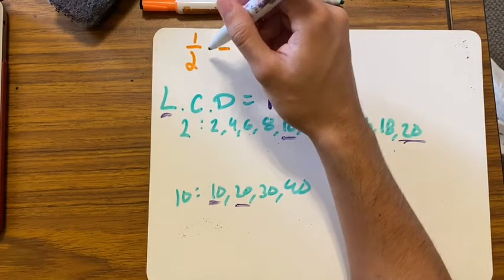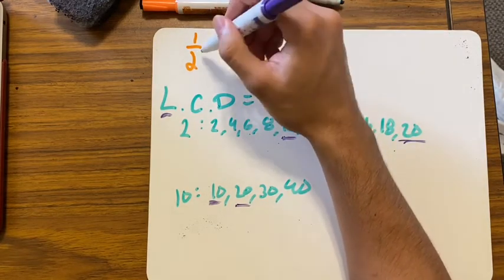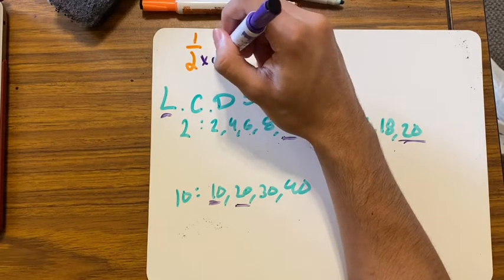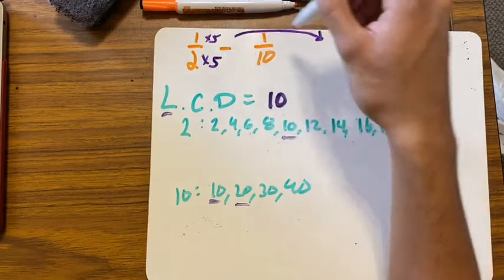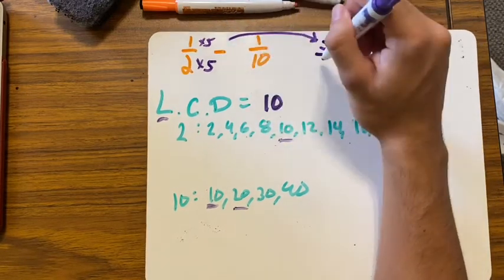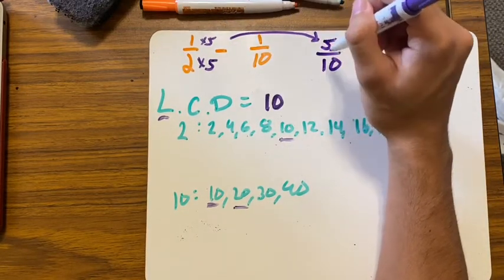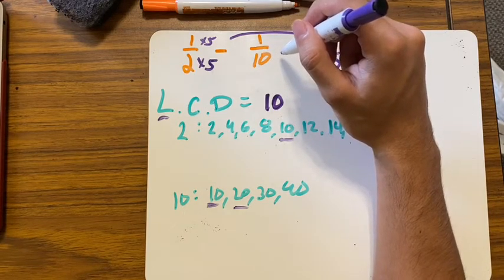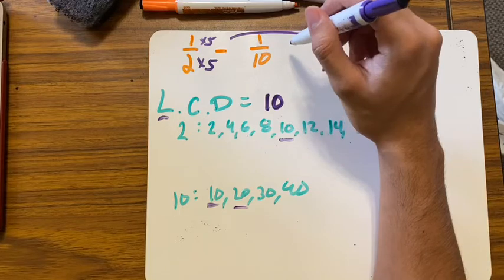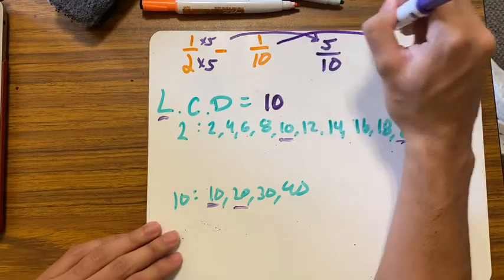So let's go ahead and multiply. 2 times what number will give me 10? Yep, 5. 1 times 5, 5. 2 times 5, 10. Now this one, what number will give me 10? 10 times what number will give me 10? Well, it's already a 10. I don't need to do anything to it.